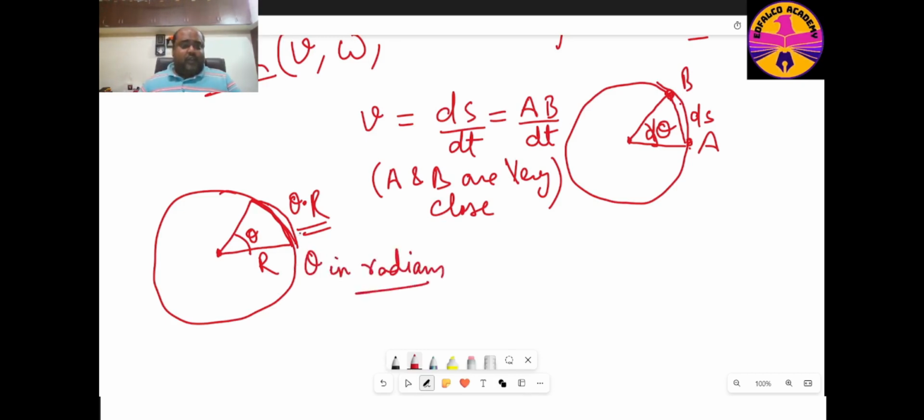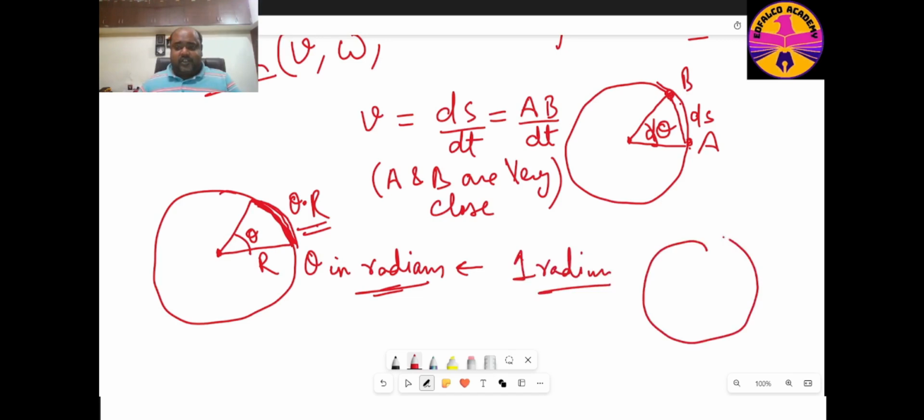Only then are we calling theta into r the length of this arc. Theta has to be in radians. Why is it so? It comes from the definition of 1 radian. What is 1 radian? How do we define 1 radian? 1 radian is the distance.